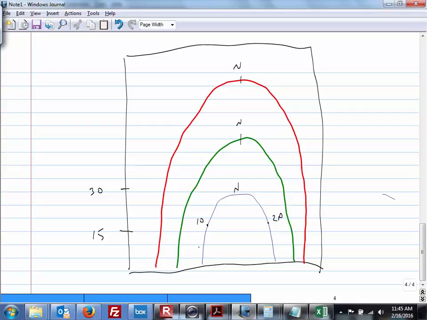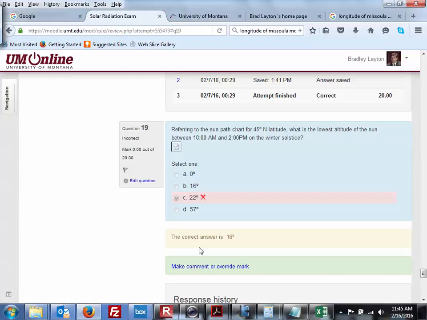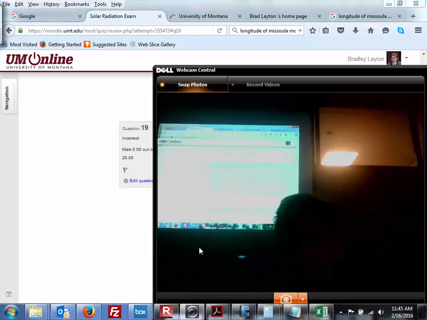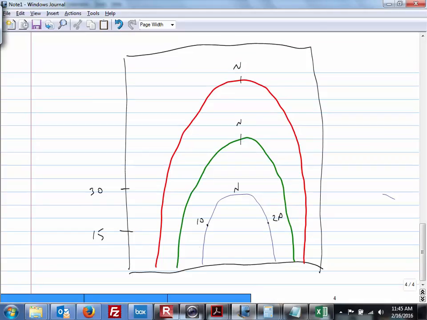So going back to the question, referring to the sun path chart for 45 degrees north latitude, which is what we just did. What's the lowest altitude of the sun between 10 and 2? Well, as it turns out, obviously it's highest at noon, and I'm going to call that 22 degrees or so. But at 10 and 2, it's only at 16. So I think that's where that answer's coming from. Does that make sense? Yeah. So the question is, in this area, what's the lowest? Well, it's right down there.